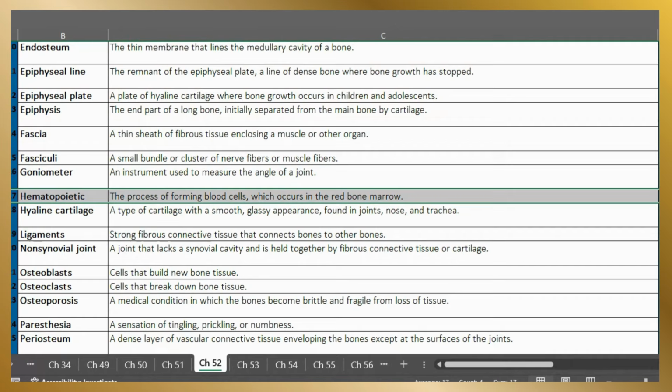Hematopoietic is the process of forming blood cells, which occurs in the red bone marrow. So it's related to blood cell formation. Hema means blood, poiesis, it's making.